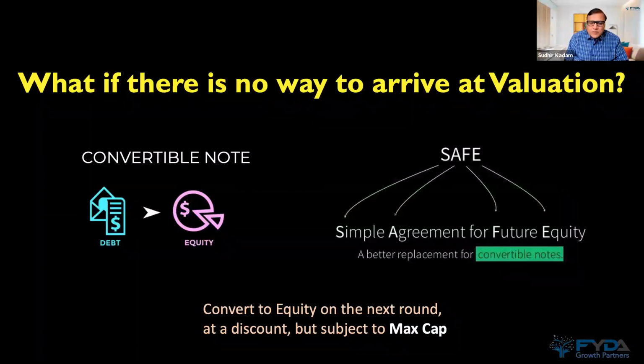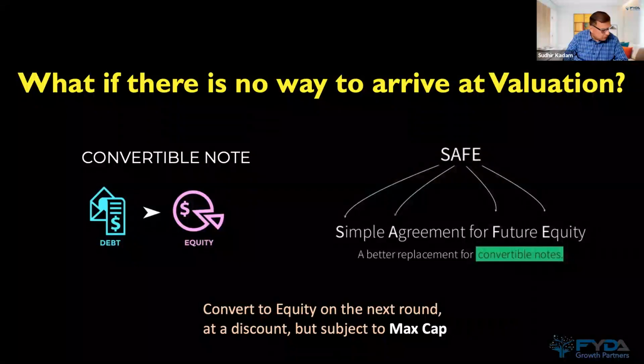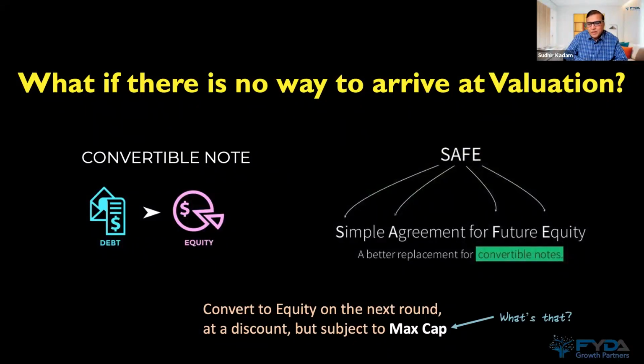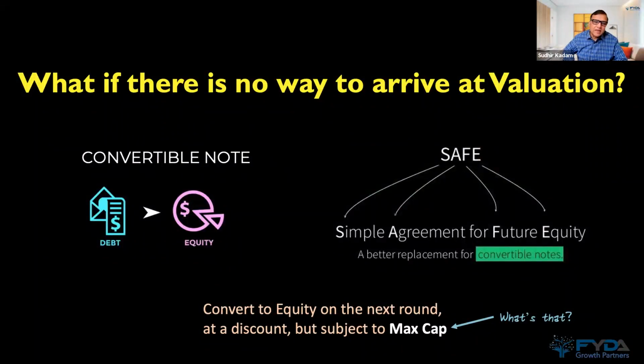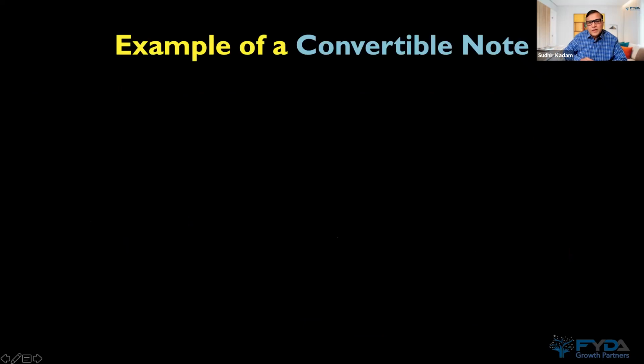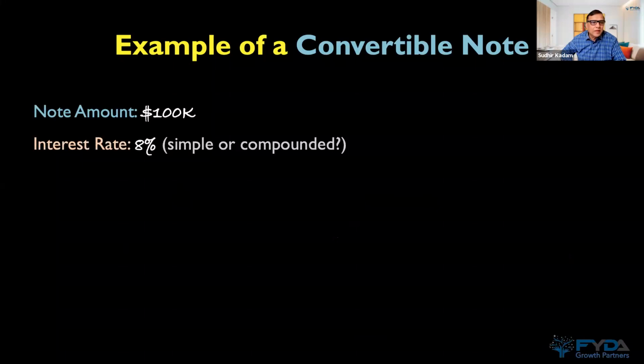What both of these instruments do is convert to equity on the next round, but at a discounted price, and they are always subject to something called a max cap, or maximum capitalization. Let's take an example of a convertible. I'm going to walk you through various terms in the convertible. One is the amount of the note. Let's say you are raising 100K. Then the interest rate, because it is like a debt, like a loan, so there will be an interest rate.